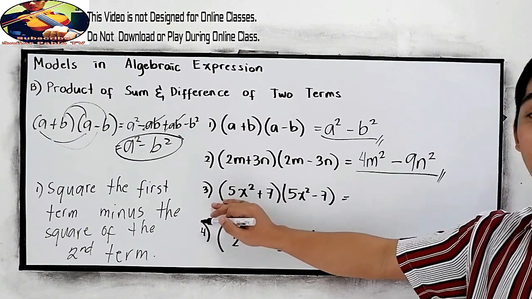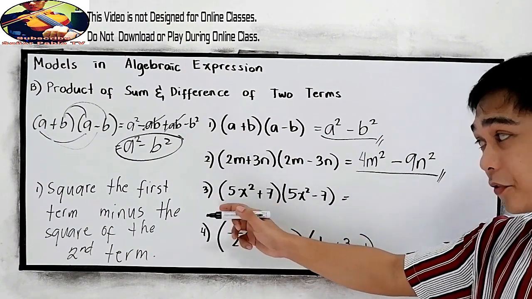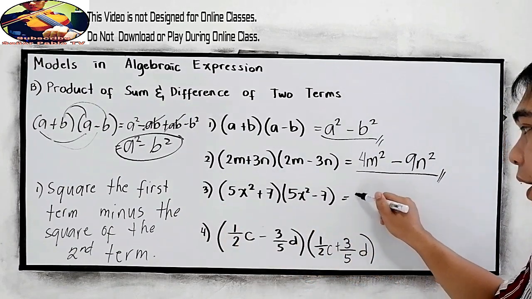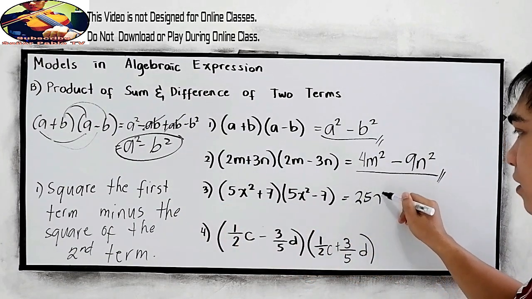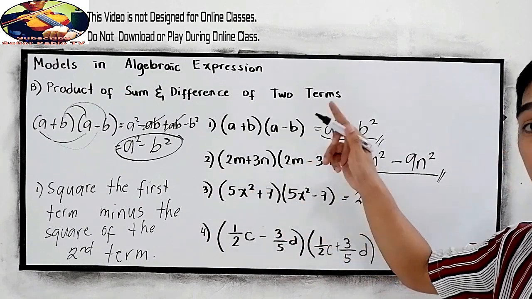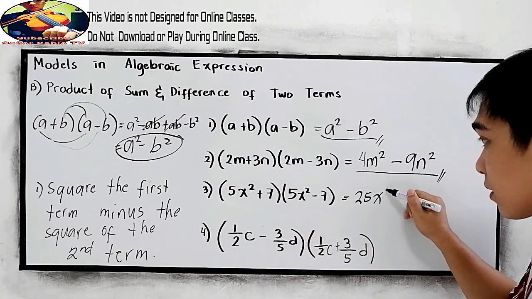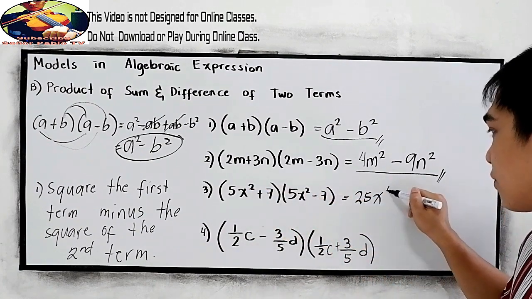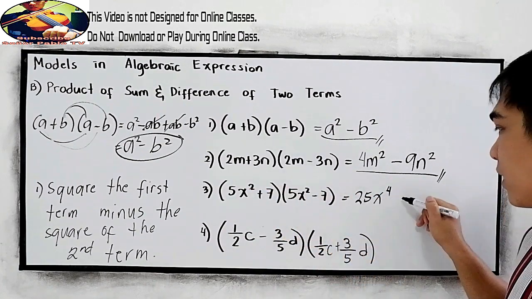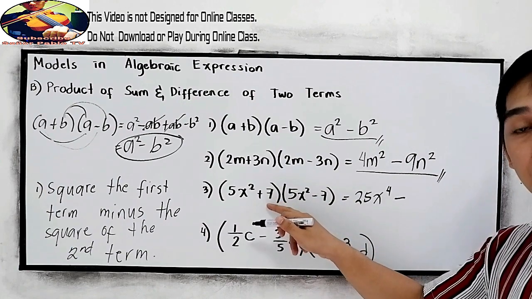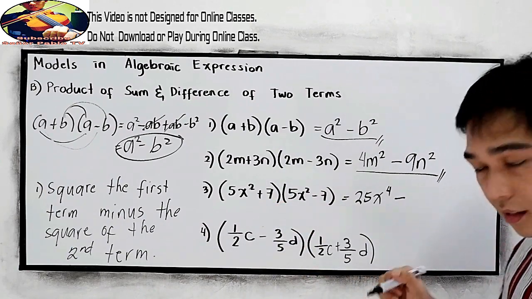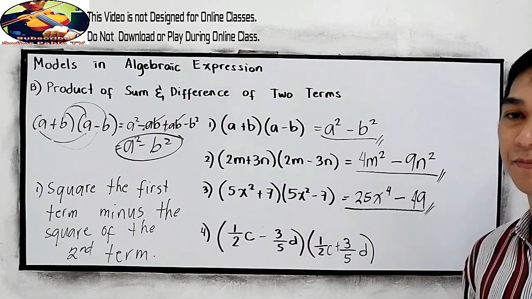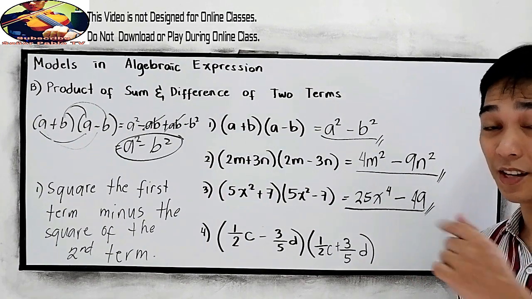Okay, let's check number 3. We square the first term, 5 squared, that is 25. X squared squared, so 2 times 2 as our exponent, that is 4. Minus, square the second term, 7 times 7, 49. Did you get the same answer?